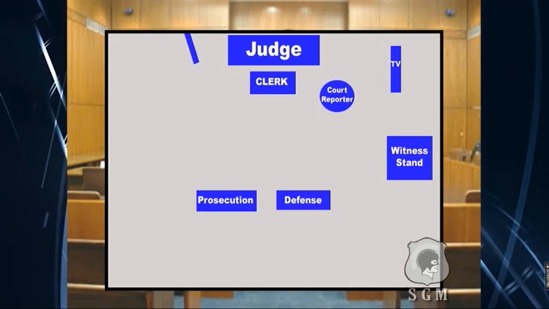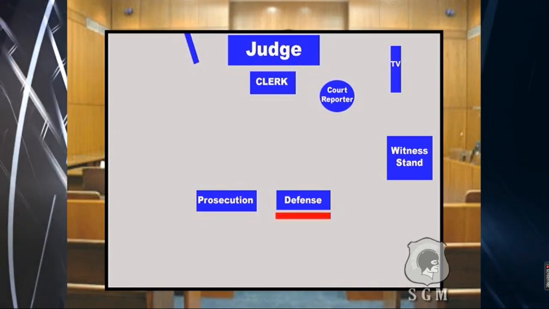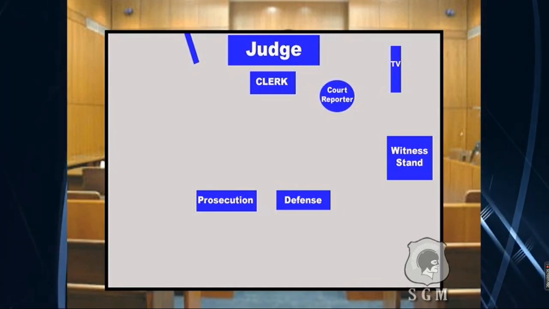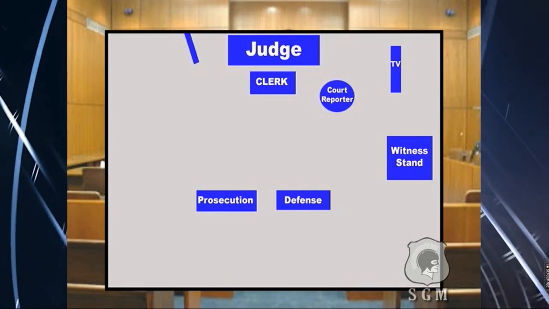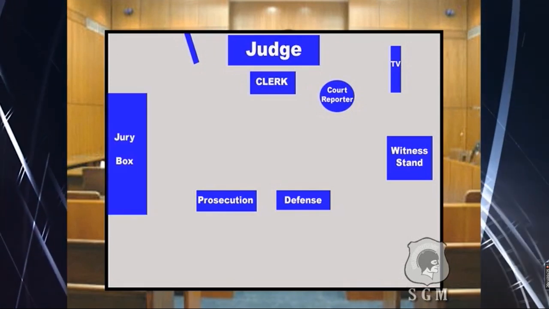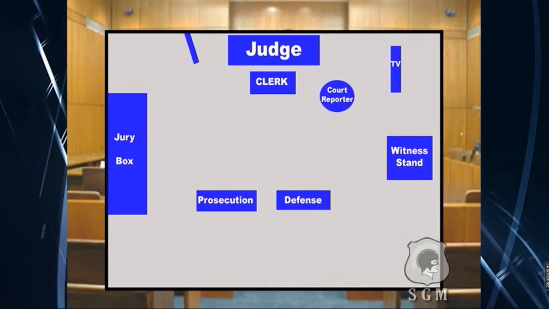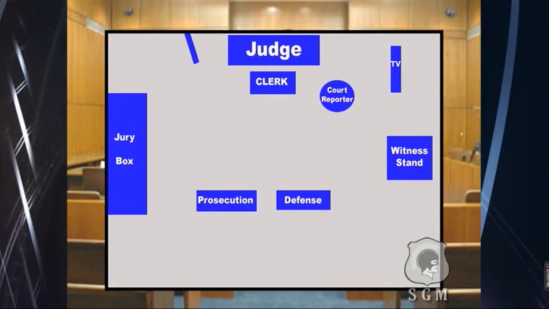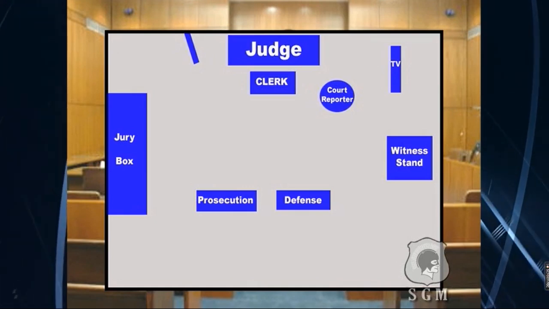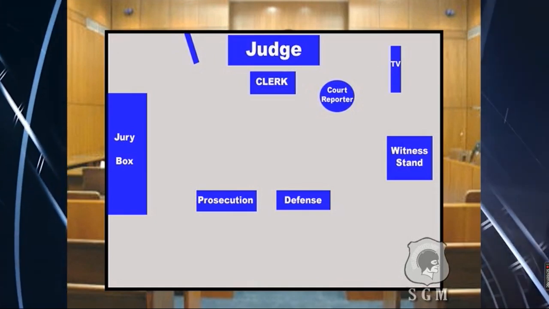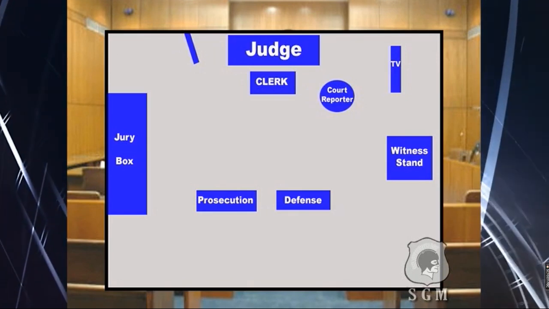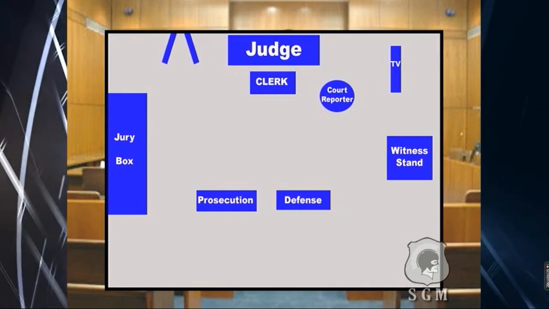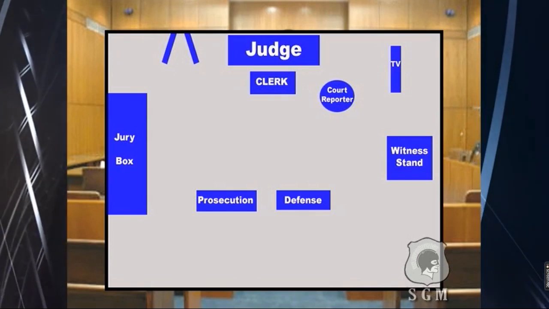Then there are the attorney tables, one for the prosecution and one for the defense. They're located facing the judge, one on the left, the other on the right. The jury box is located on the wall facing the witness stand. There are 14 or more chairs, one for each juror and the others for the alternate jurors. The door to the jury deliberation room is usually close by. There is also a door for defendants who are still in custody to enter and exit the courtroom.